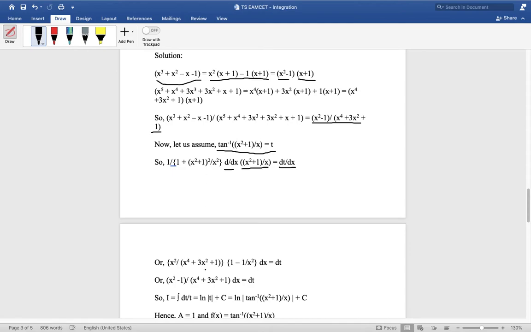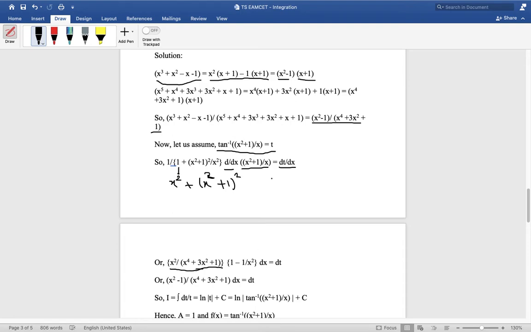x square divided by x to the power 4 plus 3x square plus 1. How? Because the x square is in the denominator and this whole thing is divided by 1, so x square will go into the numerator and you will be left with x square in the denominator plus x square plus 1 whole square. Now (a plus b) whole square is a square plus b square plus 2ab. So x square will be x raised to the power 4 plus 1 plus 2x square. So 2x square plus x square will become 3x square, which I have written over here.